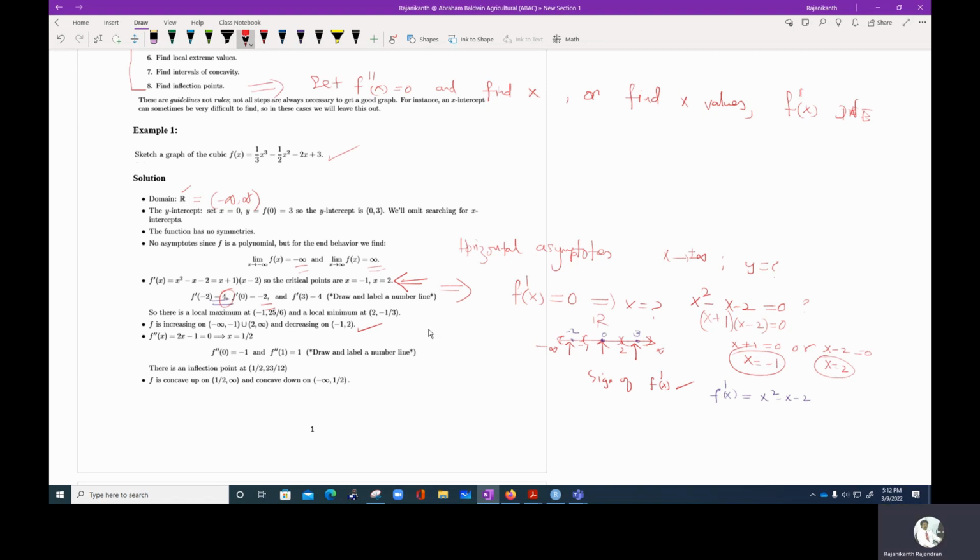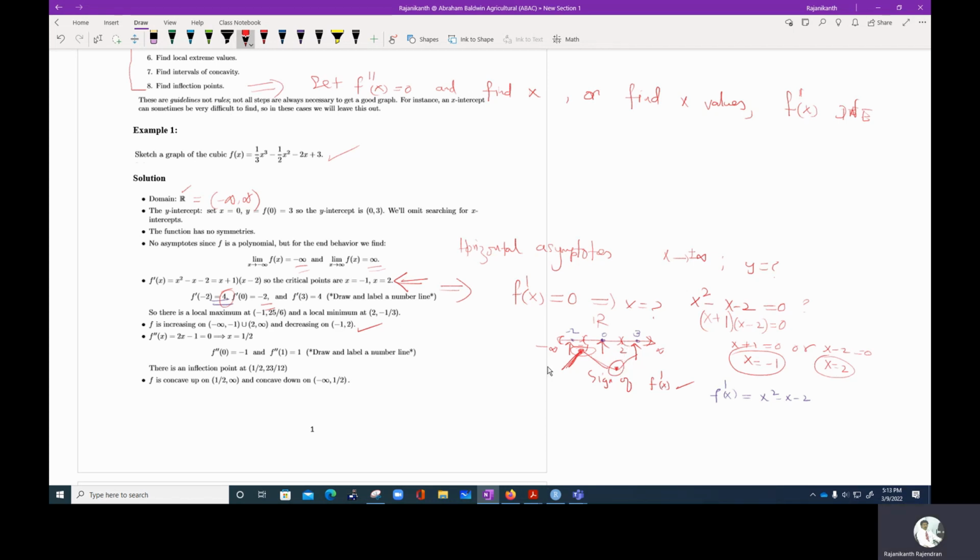Okay. After that, you know how to find the local max and local min. The function is increasing here, and increasing means the function will go like that. Here the function will be decreasing. And again, it is increasing, right? So that means here you will get the maximum, and here you will get the minimum. So the function has a local maximum at -1, with value 25/6, and a local minimum at 2.